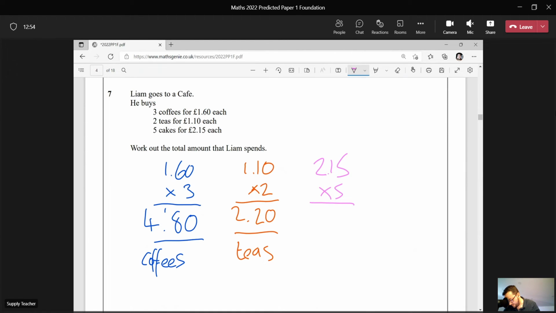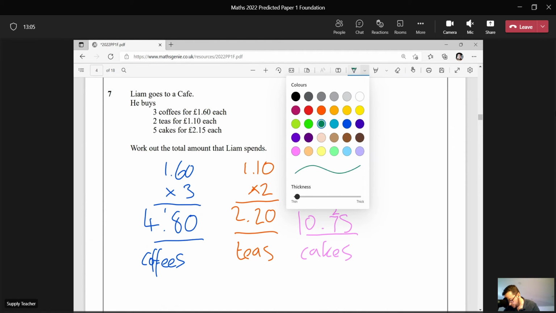So we want to times that by 5. 5 times 5 is 25. 1 times 5 is 5, plus 2 is 7. And 2 times 5 is 10. So that's cakes. Alright then, and then finally, we just want to add them up.